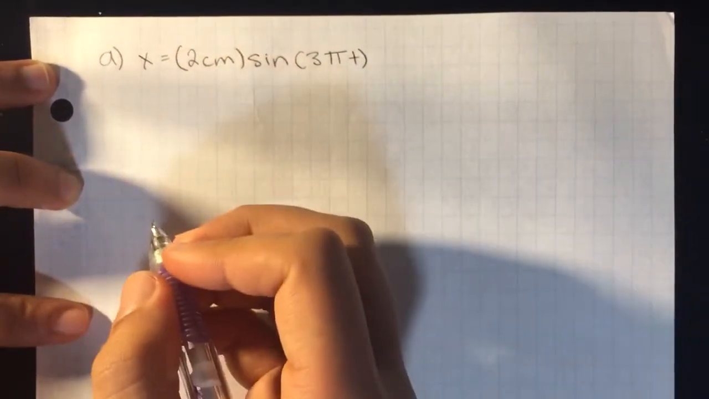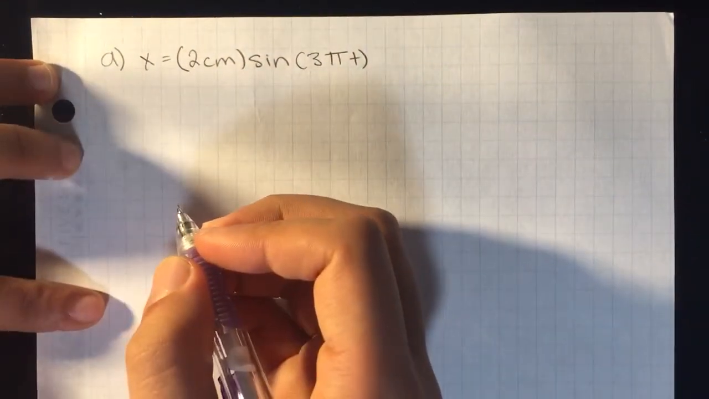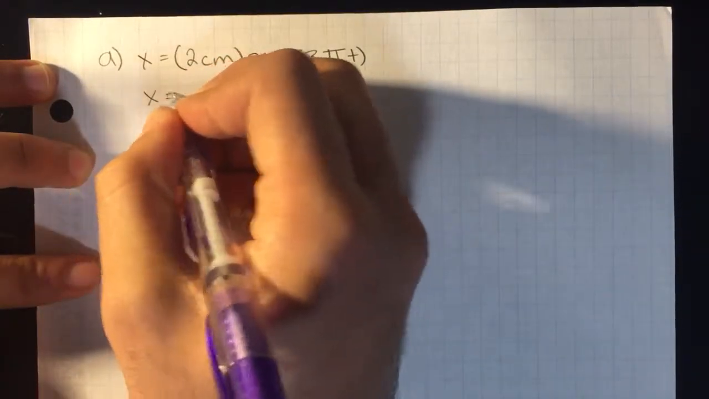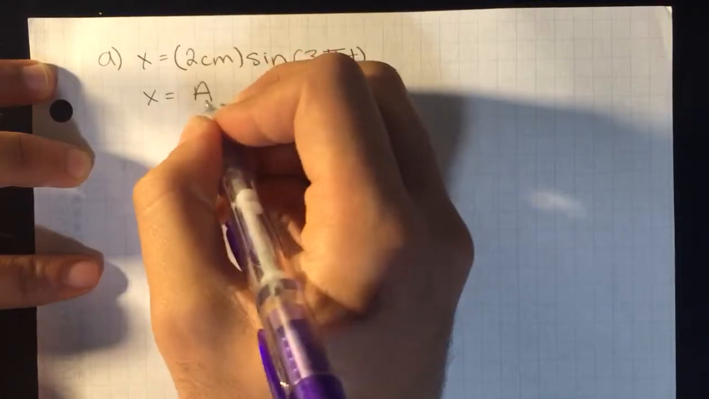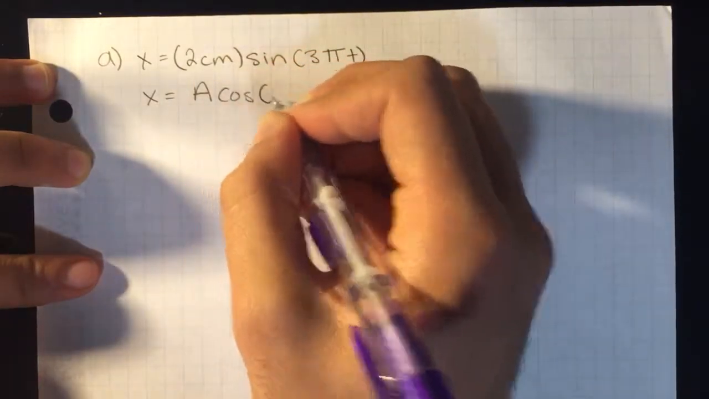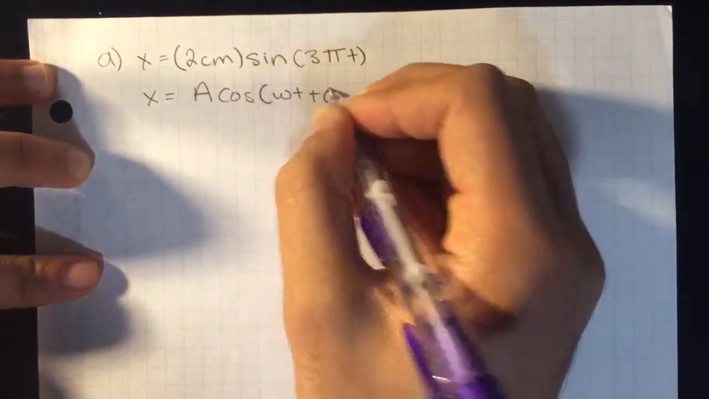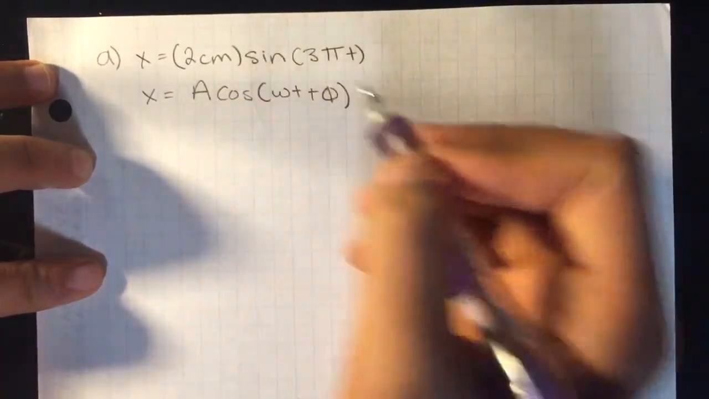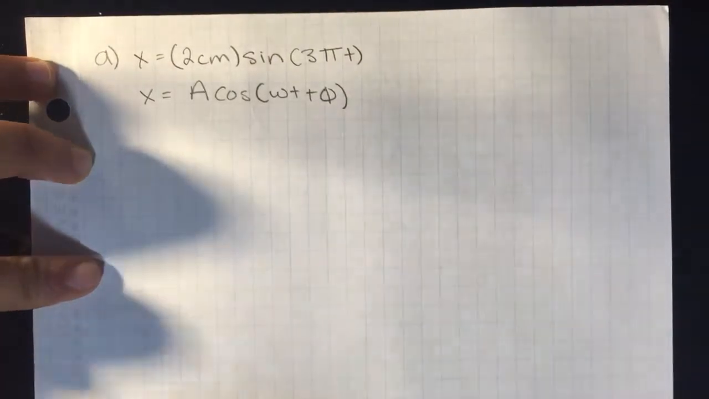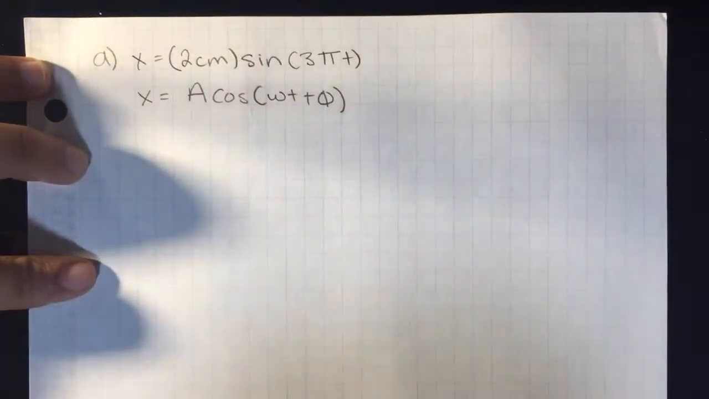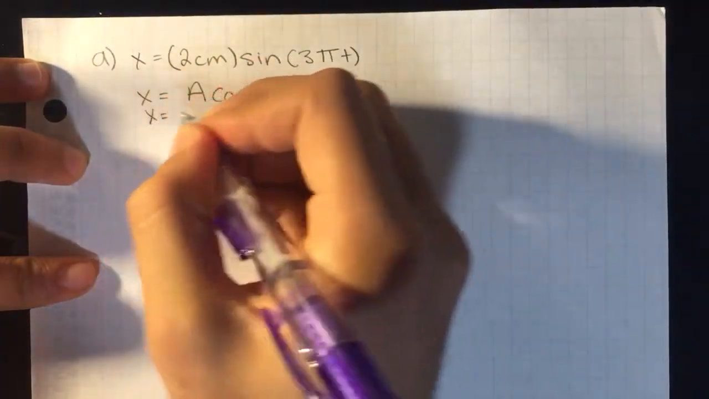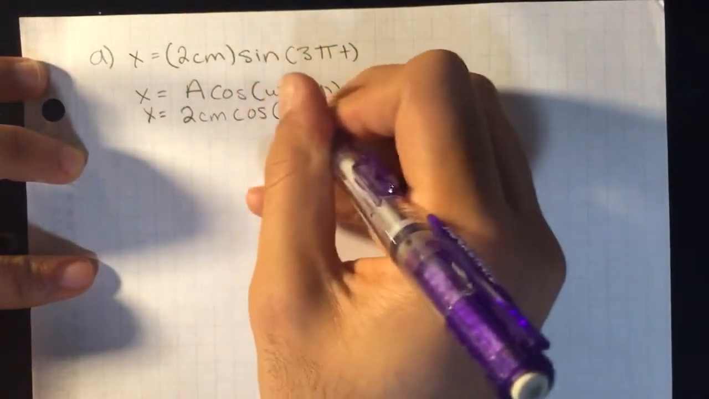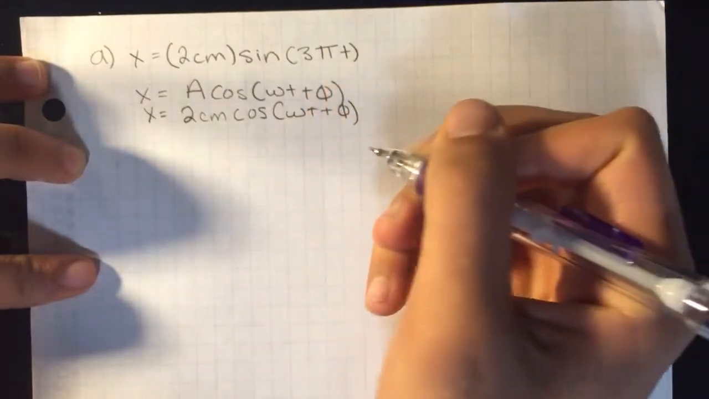So let's start with our general position function for simple harmonic motion: x equals A, for amplitude, cosine of omega t plus phi. There are quite a few things that are different between these two. Let's first start with the amplitude. It says that the amplitude is 2 centimeters, so x equals 2 centimeters cosine of omega t plus phi.